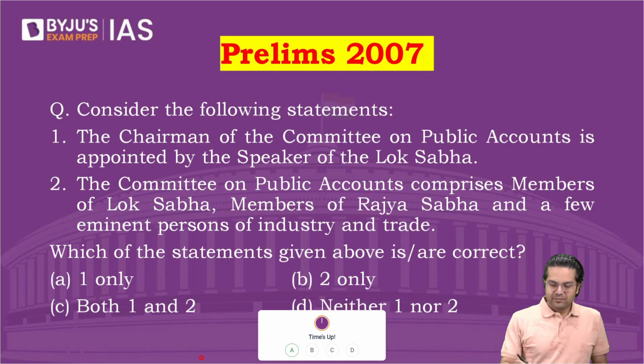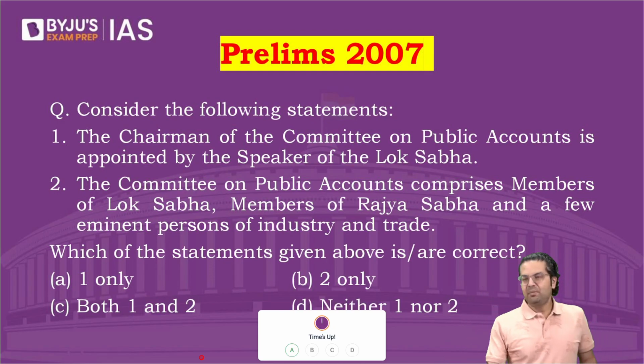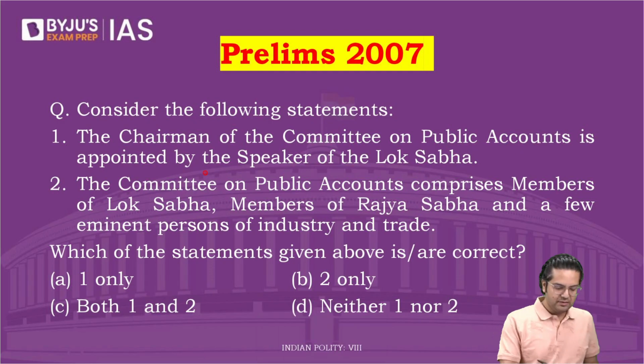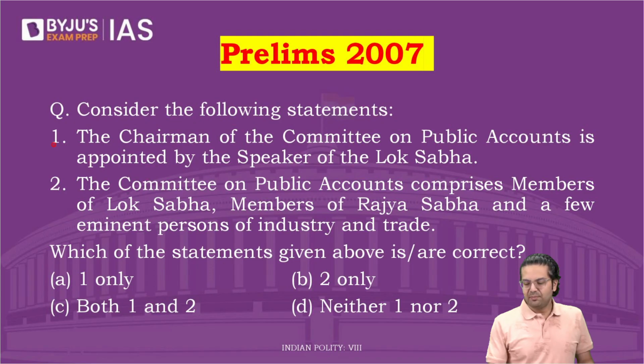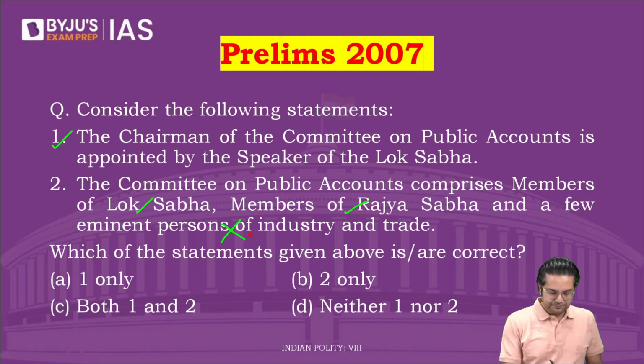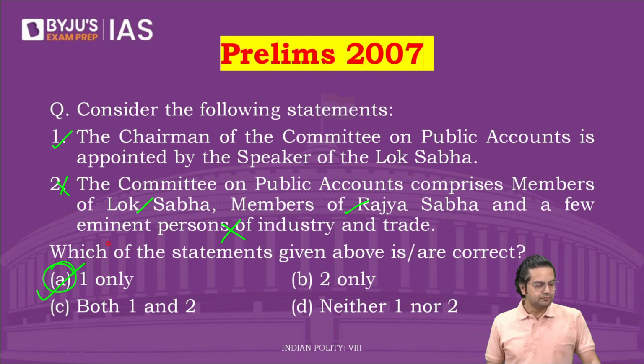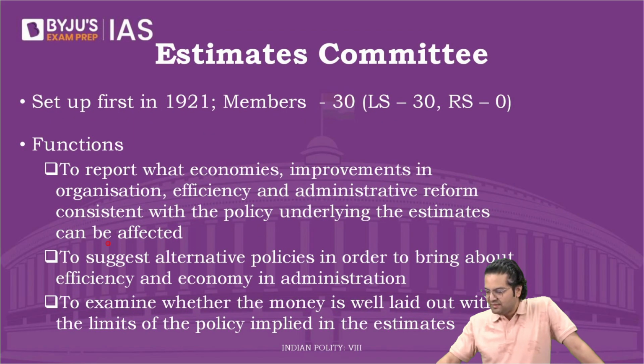Okay, great. The chairman of the Committee on Public Accounts is appointed by the Speaker of Lok Sabha. Absolutely correct. The Committee on Public Accounts comprises of members of Lok Sabha, very good, members of Rajya Sabha, correct, and a few eminent persons, nonsense. They can be invited to sit, but the committee does not comprise of them. 2 is wrong. A, 1 only. Okay. Moving on now to the next committee, that's called the Estimates Committee.